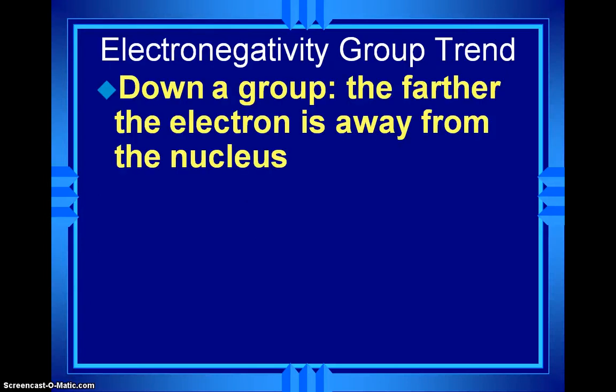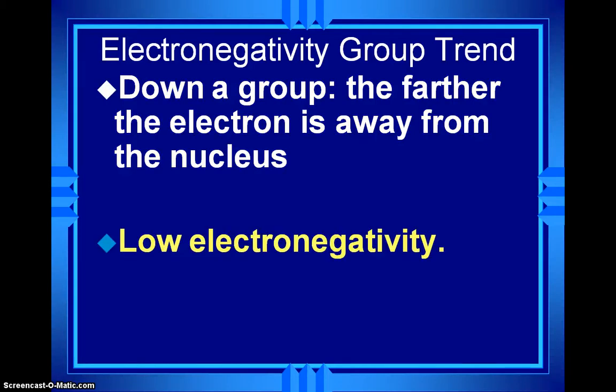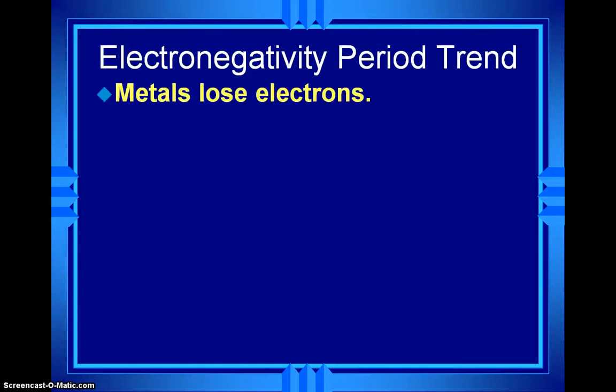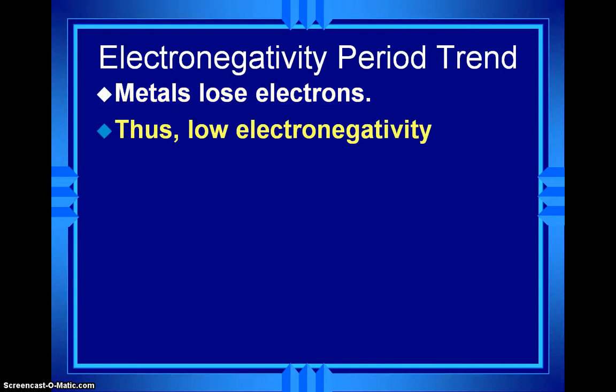Okay, so down a group, the farther the electron is away from the nucleus, the less likely you are going to attract electrons, right? So as we go down a group, we're going to have lower and lower electronegativity. Now, remember that metals lose electrons, so they typically have low electronegativity, right? They're not going to be attracting electrons to themselves if they're going to be giving electrons up.